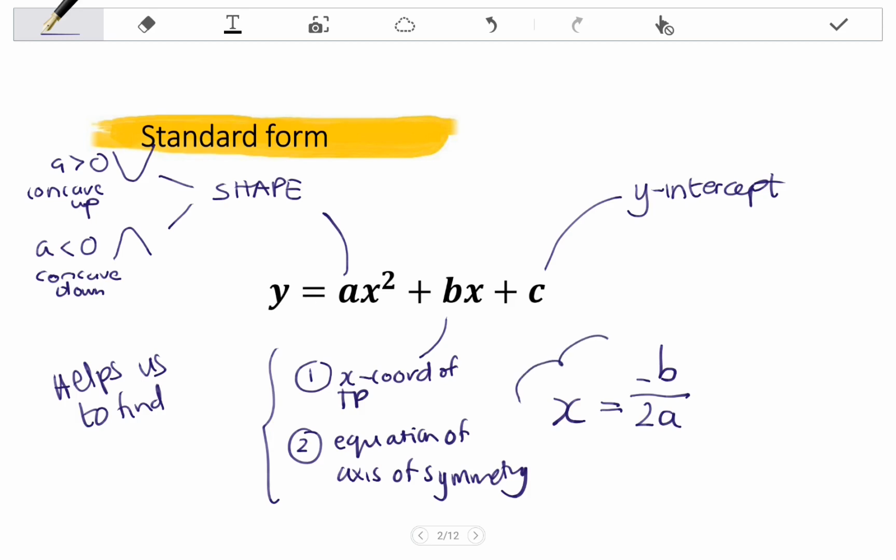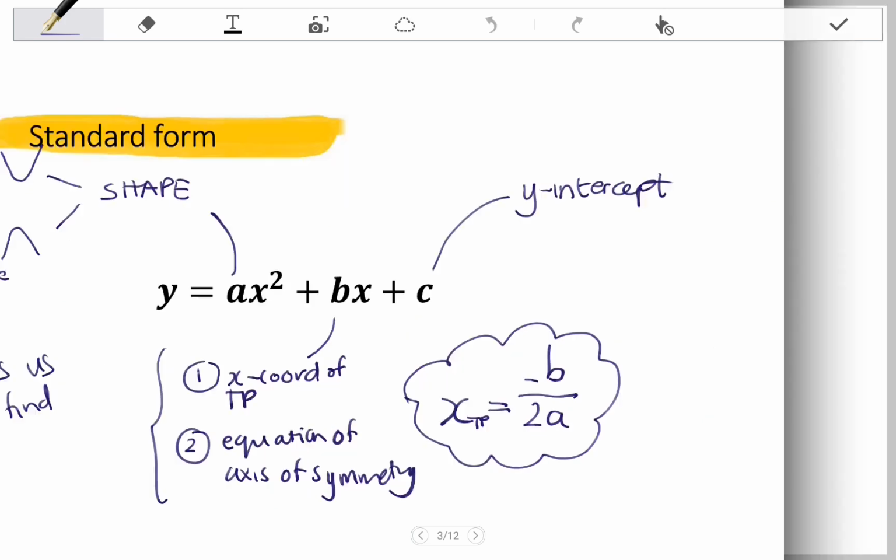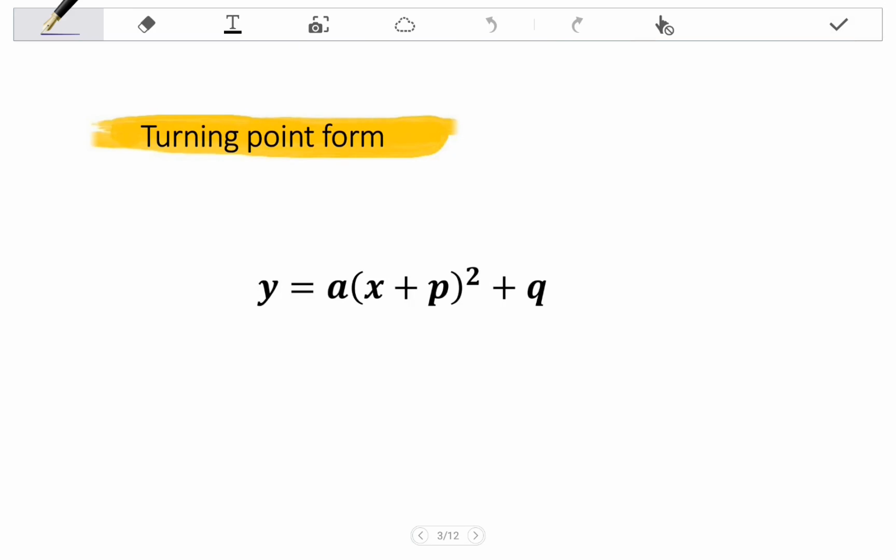Okay, so if we use this formula, we will find the x-coordinate of our turning point, and that x-coordinate is also equal to the equation of the axis of symmetry. Next, we look at the turning point form of a parabola. Y equals a times x plus p all squared plus q.